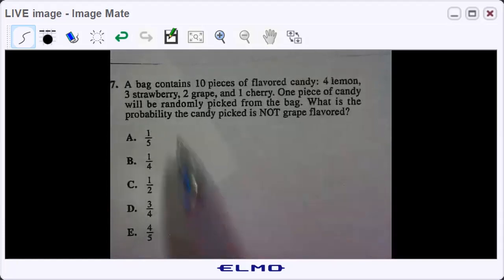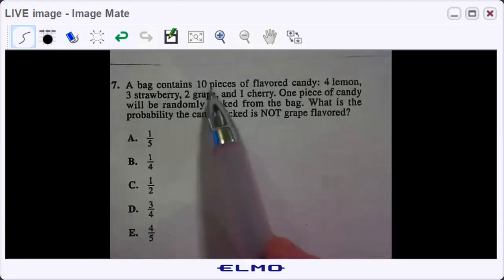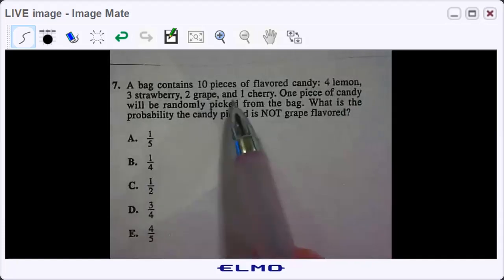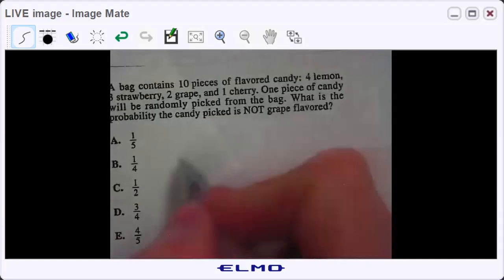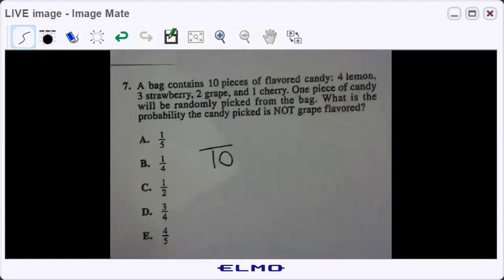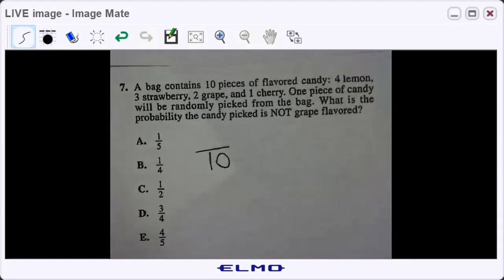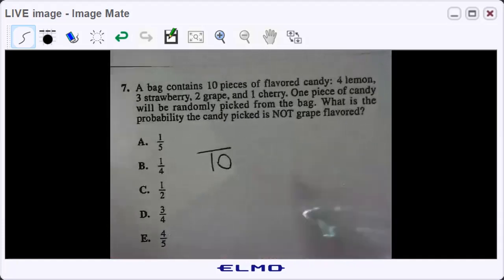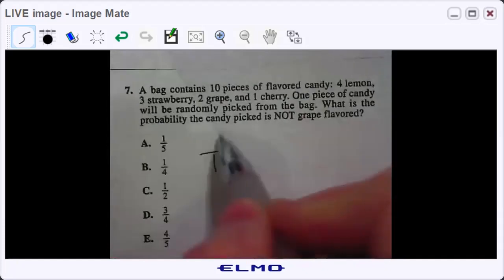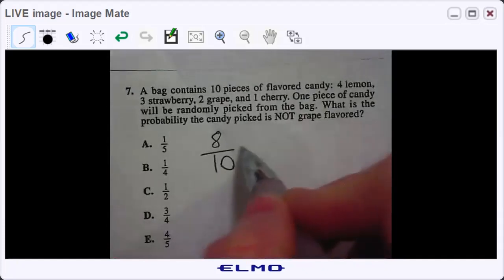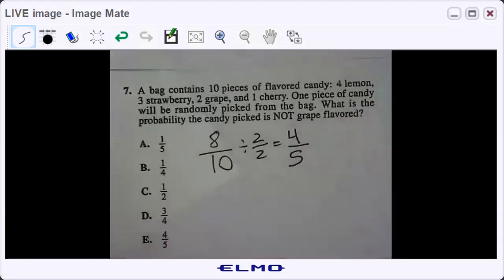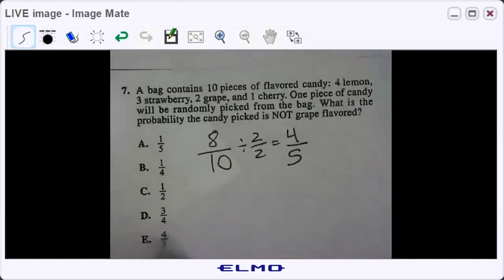So let's go ahead and add up how many. Well, they told us 10 pieces of candy, but that does check out. 4 plus 3 plus 2 plus 1 would be 10. So sometimes they don't tell you how many. You just add up to get the bottom number. And of course, they're wanting the ones that are not grape. So you just need to add up all the ones that are not grape. 4, 5, 6, 7, 8 of them that are not grape. And we can reduce that. And you're always going to need to reduce these fractions. So 4/5, choice E would be the answer.